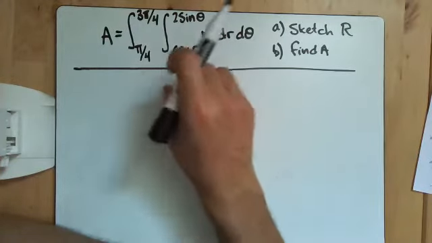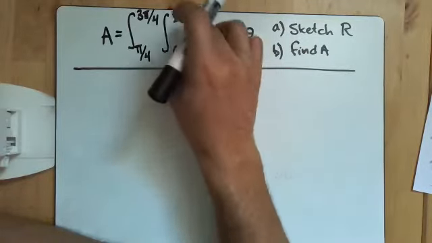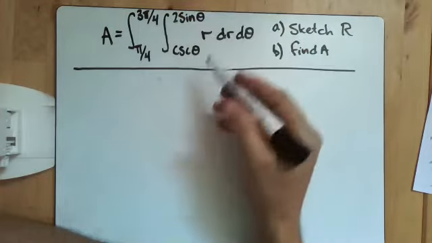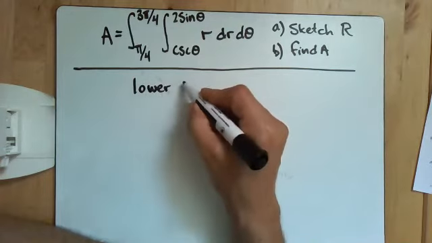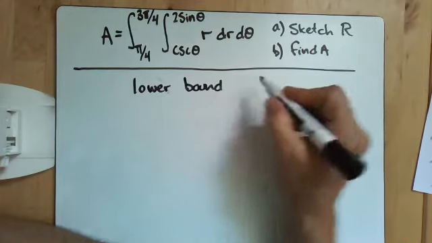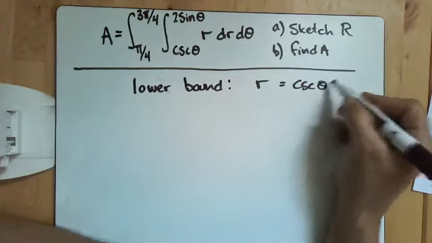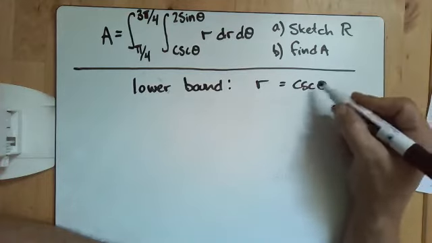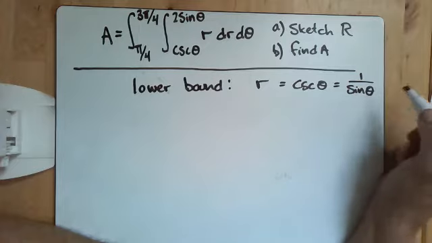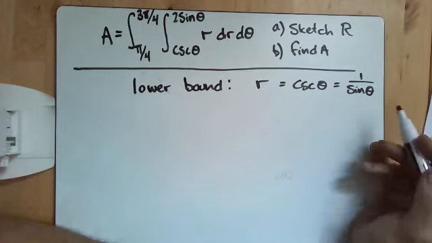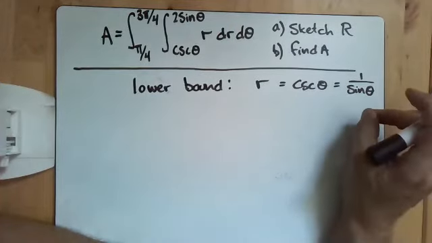So what I just talked about in our review is this is our lower bound, r of theta, and this is our upper bound, r of theta. So our lower bound is r equal to cosecant theta. And I always forget, I think cosecant is 1 over sine theta. I looked this up, so this is in fact correct, yes. So the lower bound is 1 over sine theta. All right, that's hard to think about.